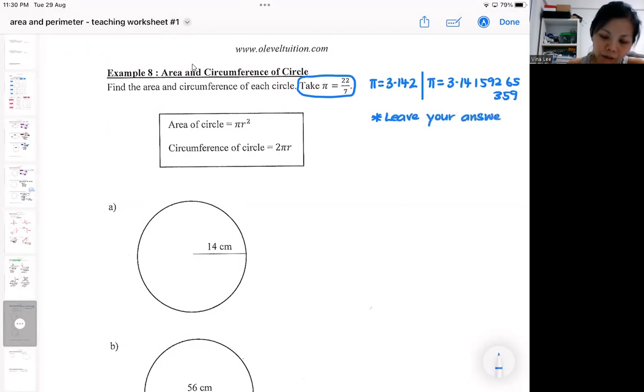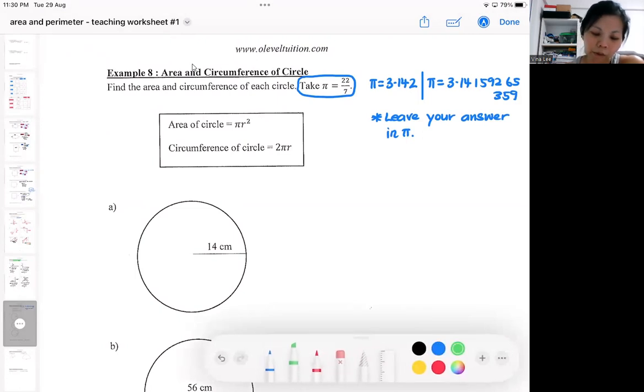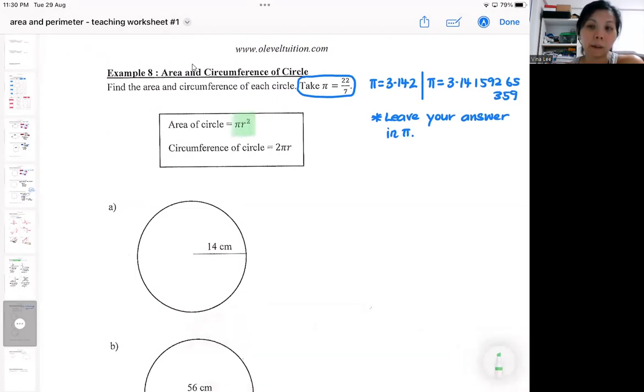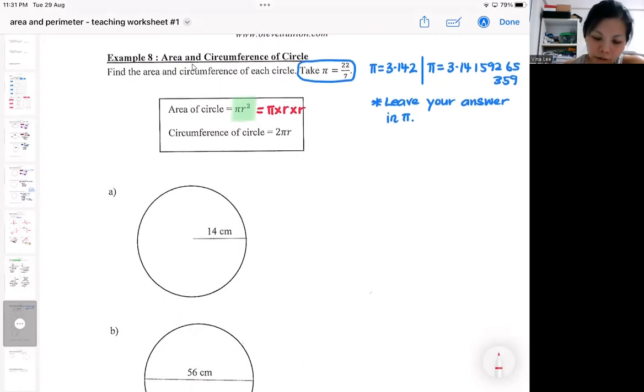Some of you may not understand what we mean by leave your answer in pi. That means you are not supposed to press up the value of pi. I'm going to show it to you here, but before I show it to you, let's recap the formula first. Area will be pi r square, pi times radius times radius. For circumference, it will be 2 pi r, or some of you may like to use pi d. Both are okay. Usually you can see what is given to you.